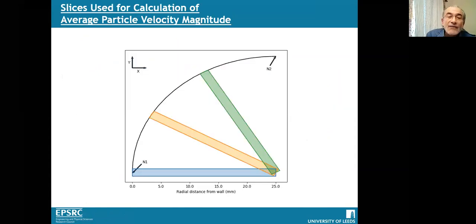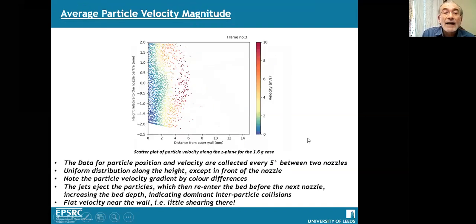In the next slide, I'll show you a video of particle velocity and particle population, but the slice moving from this position at 5 degree intervals from N1 to N2. And that way you see a video of what goes on along the radial direction in terms of population of the particles, and also in terms of particle velocity, because we have color-coded the particle velocity. And here is the video.